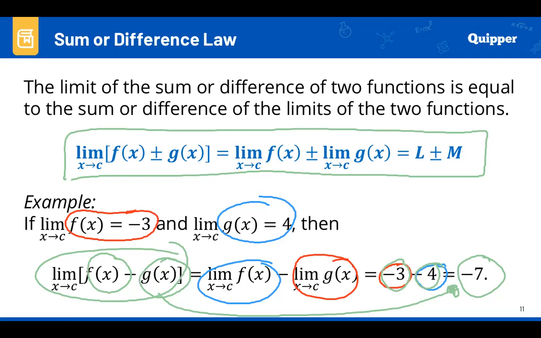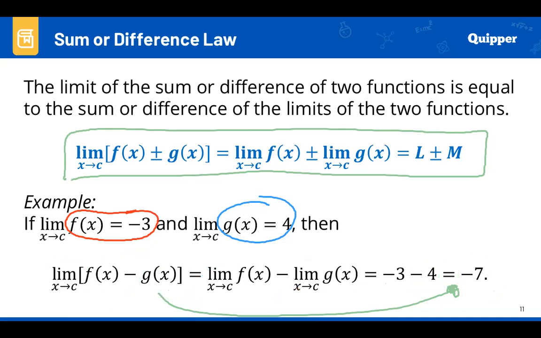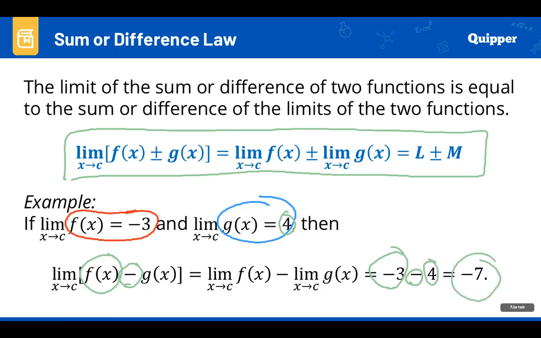Okay, another problem here. Isa pang problem dito. So we have the limit of f of x is negative 3 and the limit of g of x is 4. Same process again. Iniba lang yung equation kasi naging minus na siya dito. So we have the limit of f of x, which is negative 3, minus the limit of g of x, which is 4. So negative 3 minus 4 is negative 7. So the answer here is negative 7.